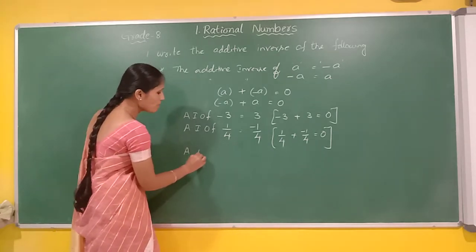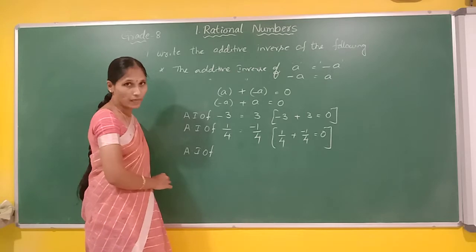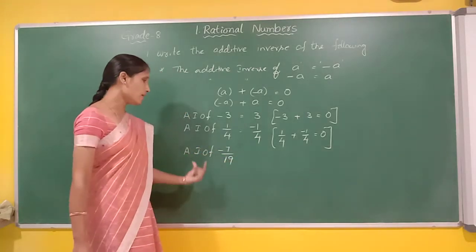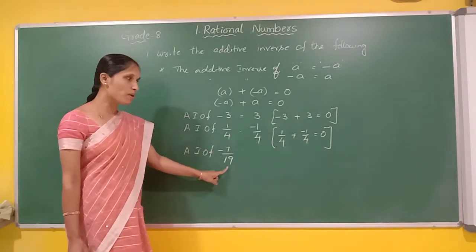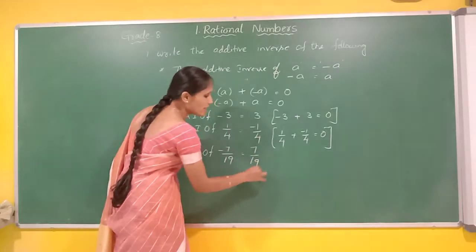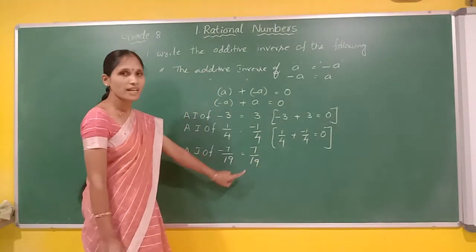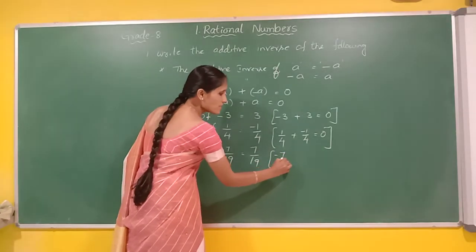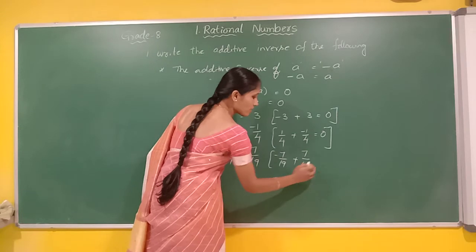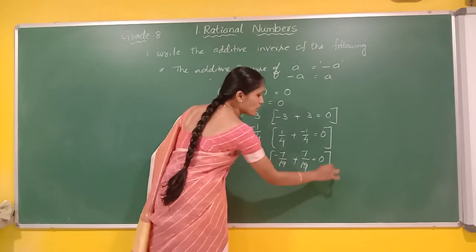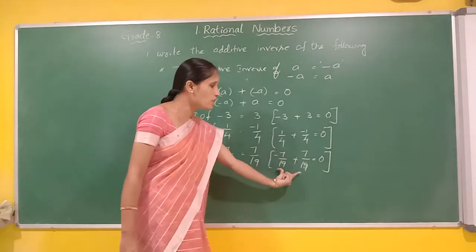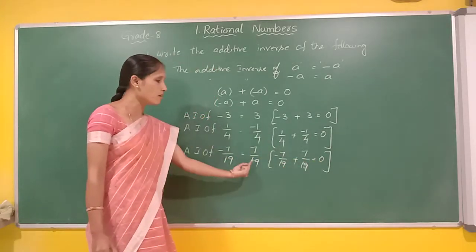One more. Tell me what is the additive inverse of minus 7 by 19? That is plus 7 by 19, because minus 7 by 19 plus 7 by 19 is equal to 0. The sum of any two numbers equal to 0. These two numbers are called additive inverse of each other.